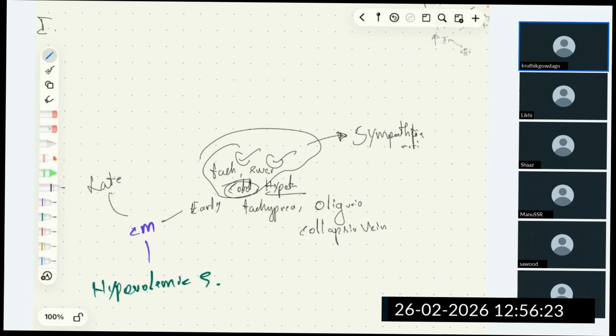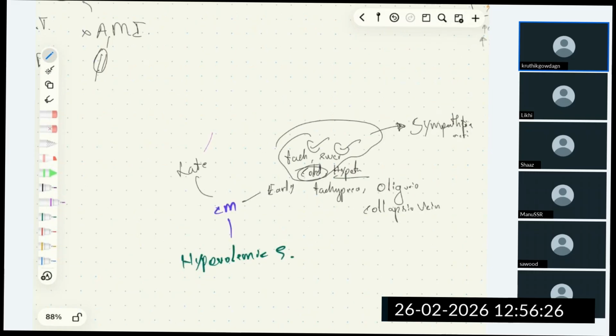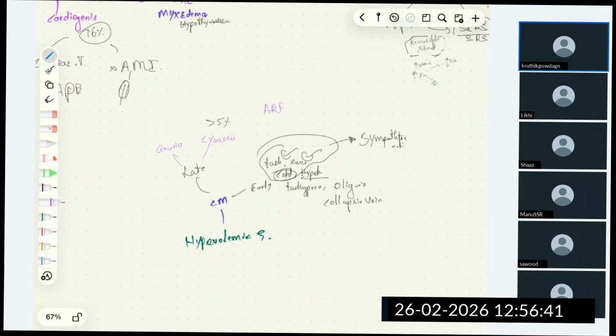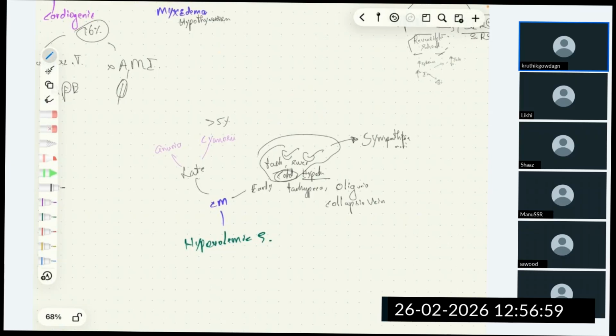Cyanosis, because as the hypoxia continues, when the reduced hemoglobin level increases more than 5 gram percent, it leads on to cyanosis. And there is anuria. I mentioned it during acute renal failure. The prolonged prerenal cause will result in renal damage, acute tubular necrosis, which presents with anuria. If this point is not clicking, you can watch the acute renal failure video. You will correctly understand that.